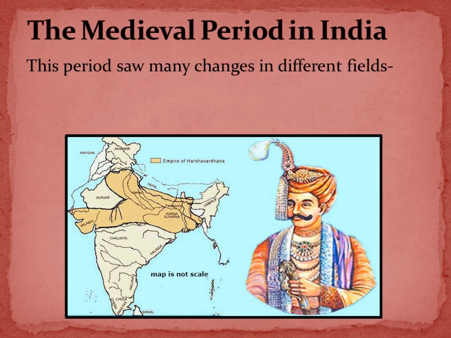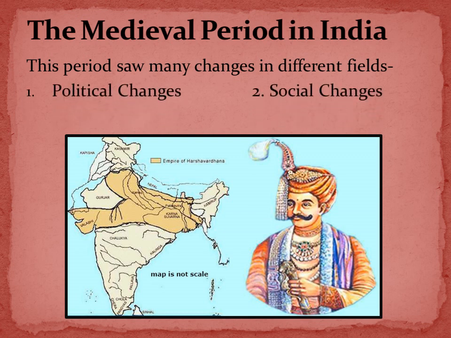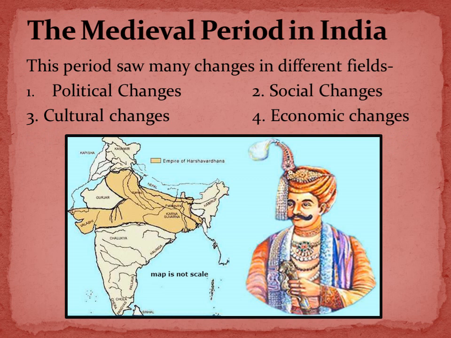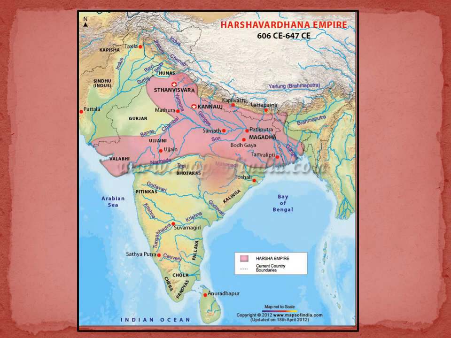So children, let's come to the main topic and start second period of Indian history, that is medieval period in India. During this period, India saw many far-reaching changes in all fields like political changes, social changes, cultural changes, and economic changes. Now, first of all, we will see what was happening in North India in 647 CE. In this map, you can see extent of Harsha's empire in 647 CE.